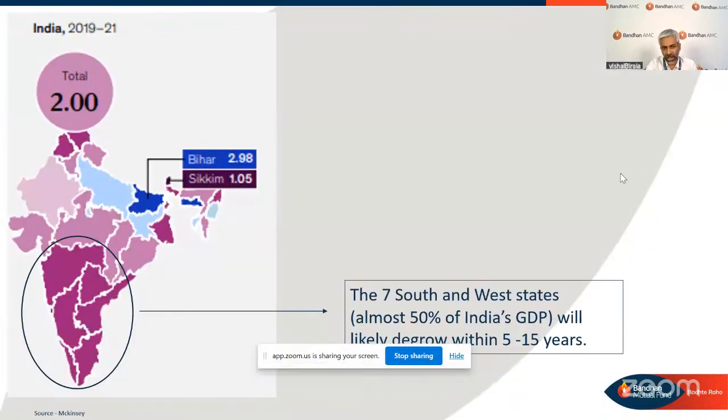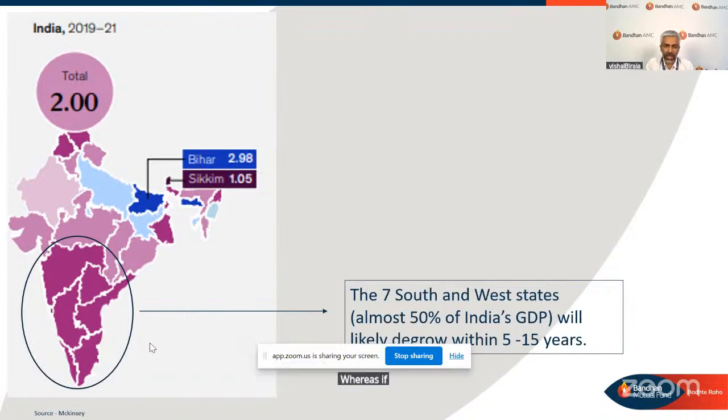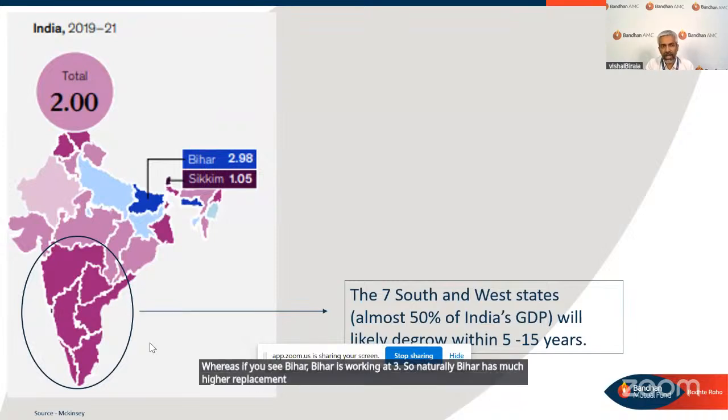If you see within India, the top 7 states have a fertility rate below 1.5, and 2 is required for the replacement of population, right. Whereas Bihar is working at 3. So naturally Bihar has a much higher fertility rate, and hence they are able to add net to the population, whereas southern states are actually receding in population.